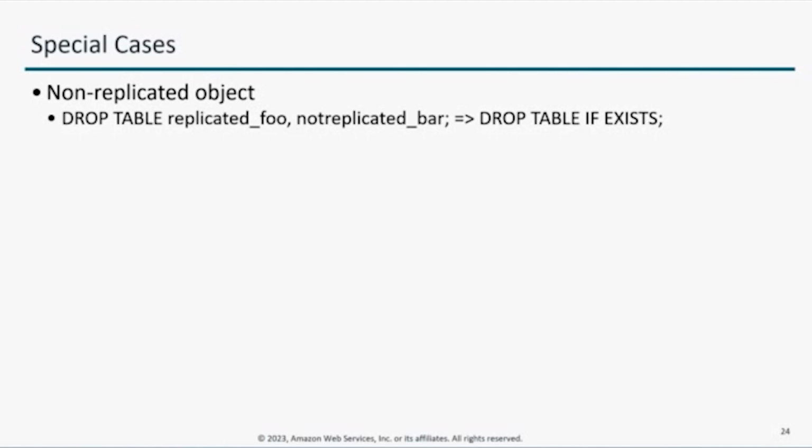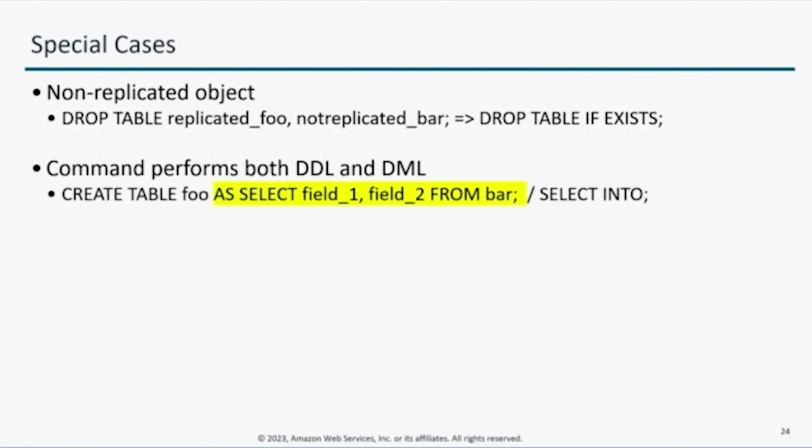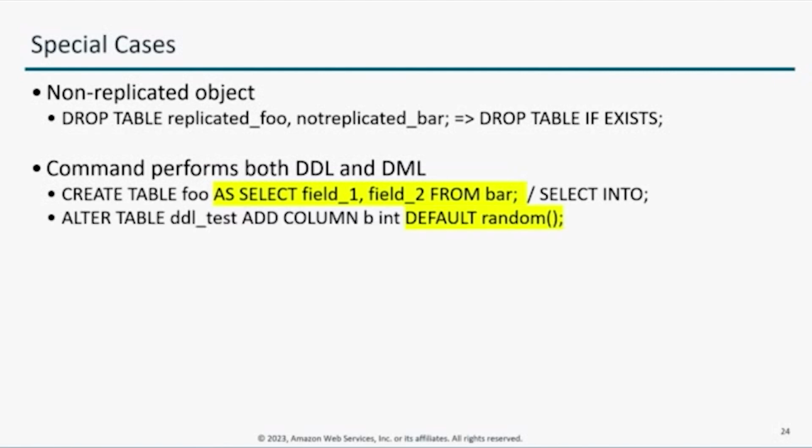on the publisher side, and then we'll WAL-log the command and transfer it over and apply it. The second type of special case is the commands that perform both DDL and DML. Such commands include create table as, select into, as well as alter table with a table rewrite function. So for this kind of commands, we need to guarantee that the data is consistent between the publisher and subscriber. And we'll look at more details in the next slide.